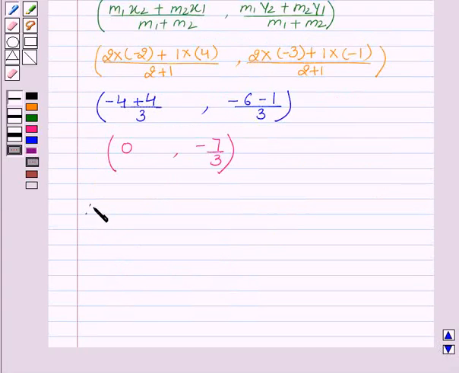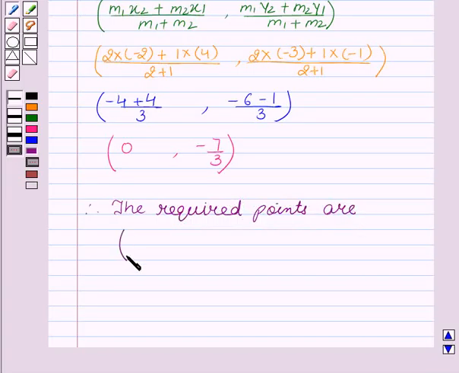Therefore, we can say that the required points are 2, minus 5 upon 3, and the second point with the coordinates 0 and minus 7 upon 3. This is the required answer.